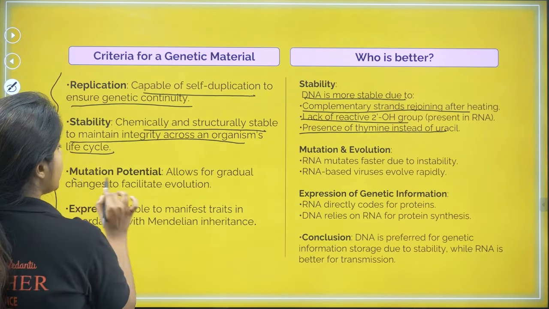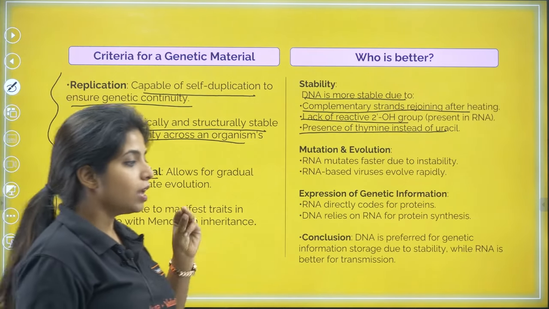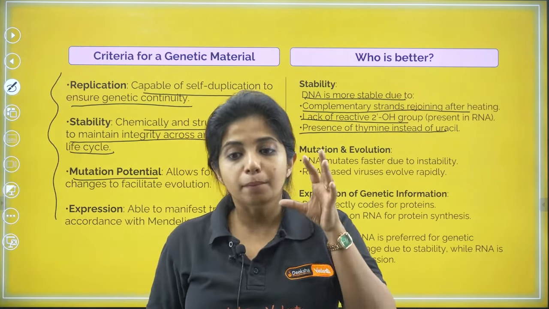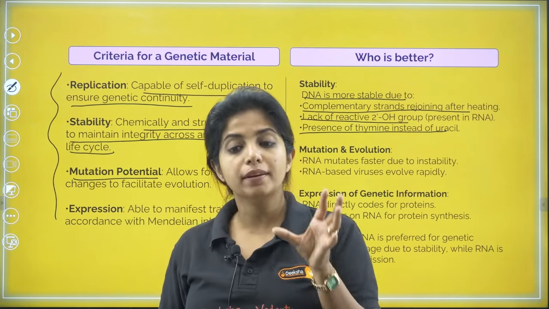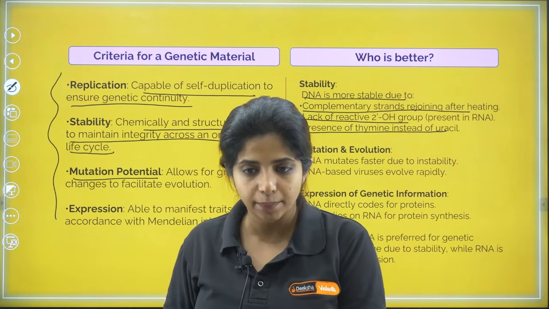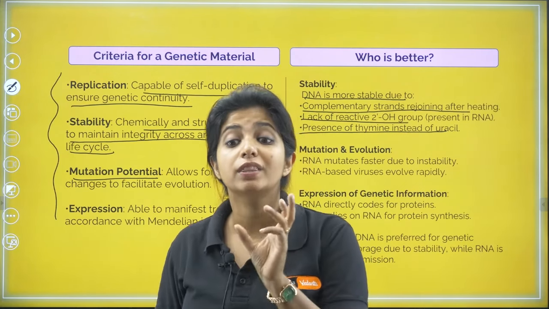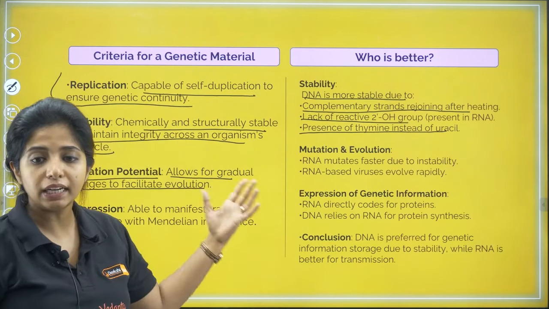Now, if we talk about mutation potential: the first thing is replication, the second thing is stability, and the third thing is mutation potential. What do you mean by that? Changes should happen in the DNA. Definitely, changes should happen in the genetic material. Why? Because if change is not happening, evolution will not happen. So changes should be there, but within a limit. So that is also a criteria. It allows for gradual changes to facilitate evolution.